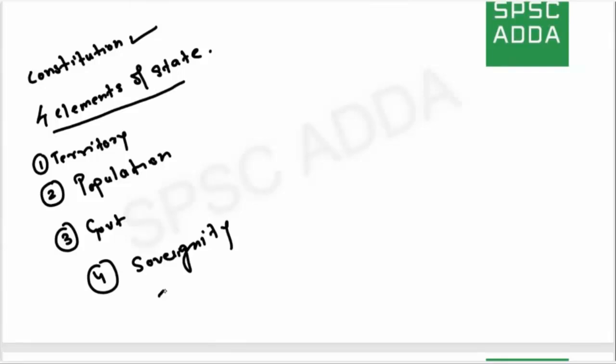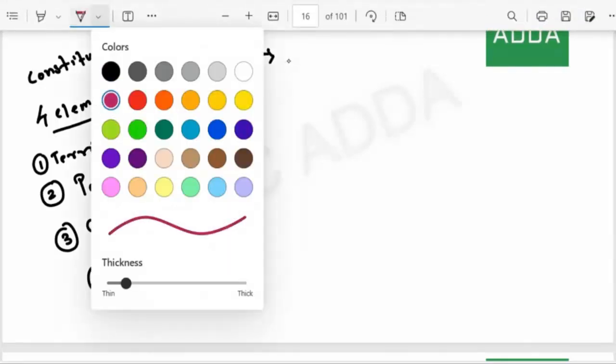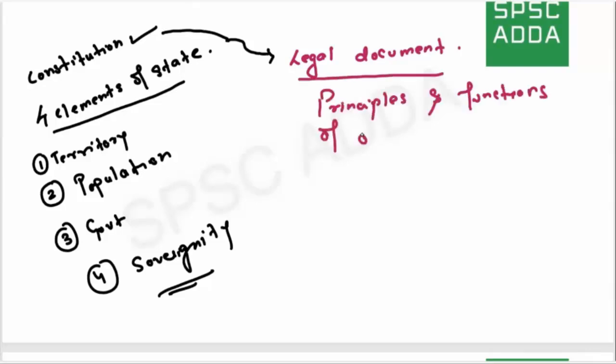Now, let me come back to the initial definition. Constitution, listen very carefully, is a legal document. I don't have any doubt, and you should not have any doubt. It's a legal document. It consists of principles and functions of organs of state. Are you clear with this? Everyone is clear with this?